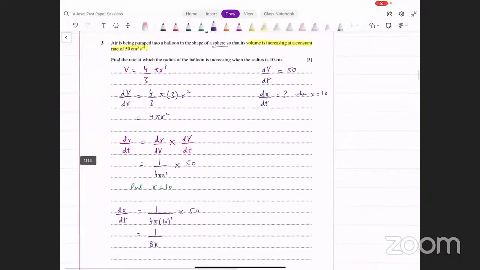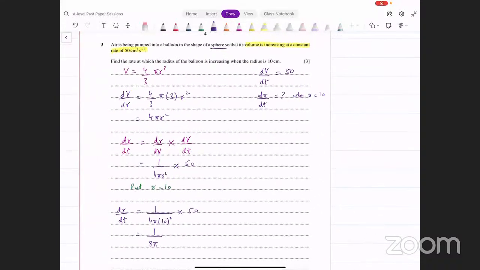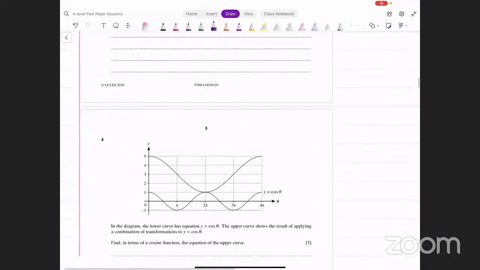Okay, so that was pretty straightforward as well. Simple application of the chain rule. Start में बहुत simple questions है. Let's move on to the next one now.